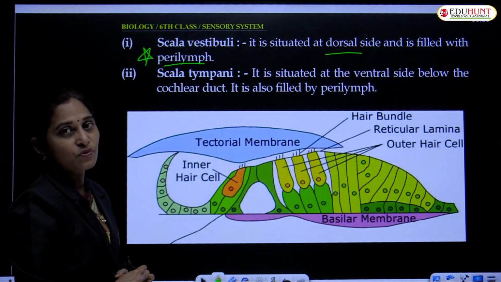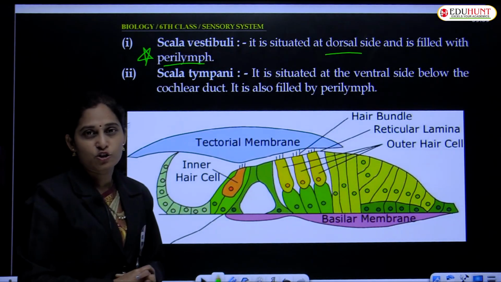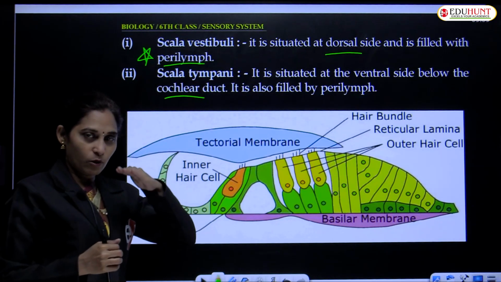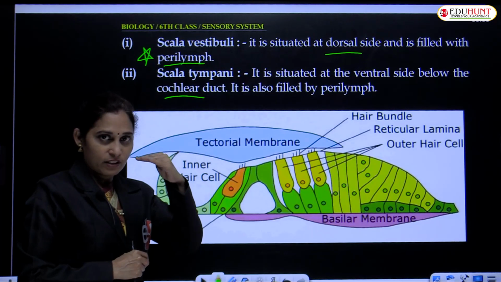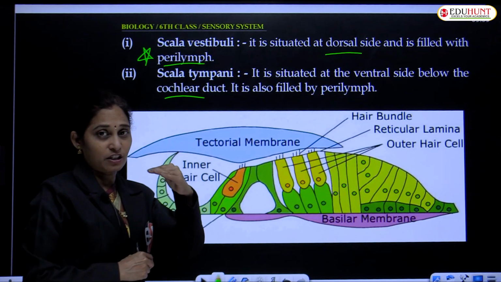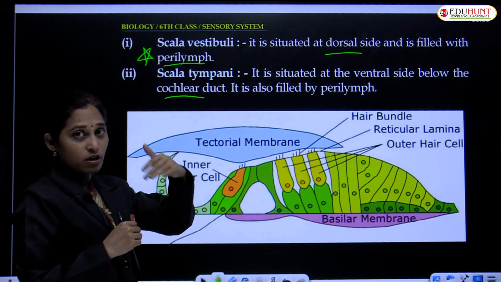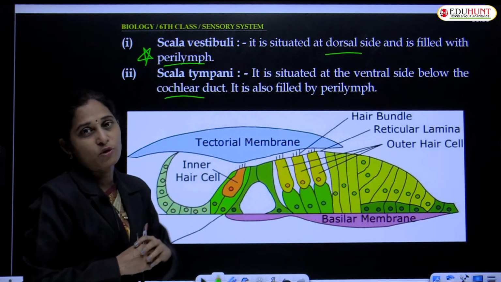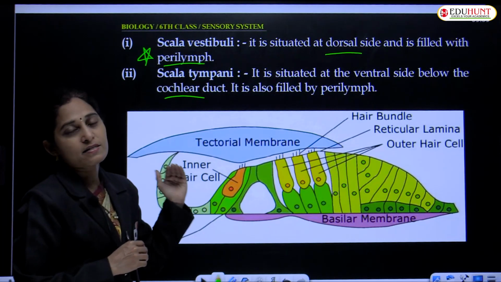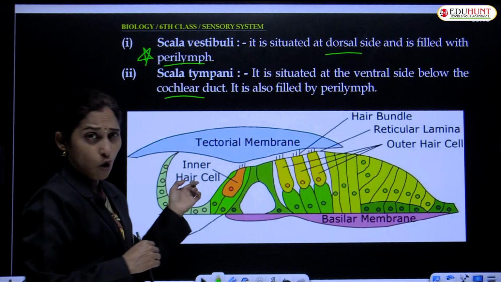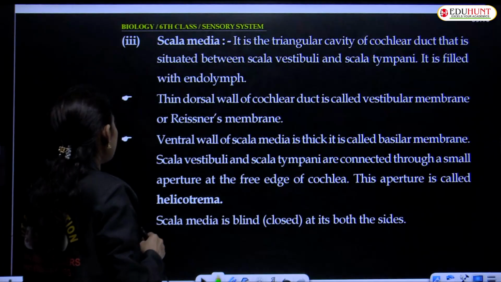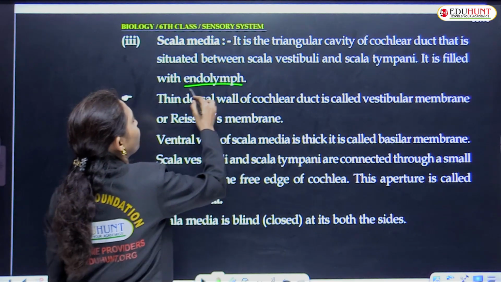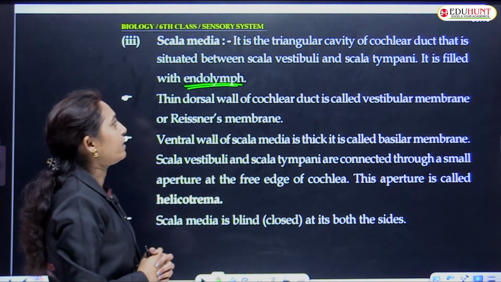And the second one is the scala tympani, situated on the ventral side below the cochlear duct. The cochlear duct splits the membranous labyrinth into dorsal and ventral chambers. The dorsal chamber is filled with perilymph and has the scala vestibuli, and the ventral chamber has the scala tympani, which is also filled with perilymph. And the third one, scala media, is filled with endolymph. It should be remembered that it is filled with endolymph.